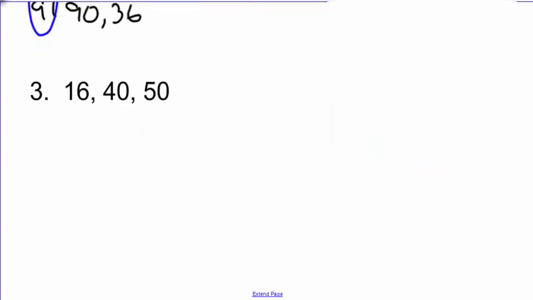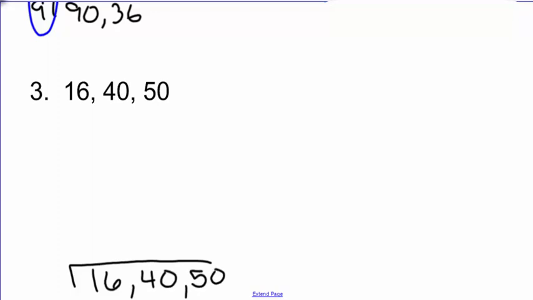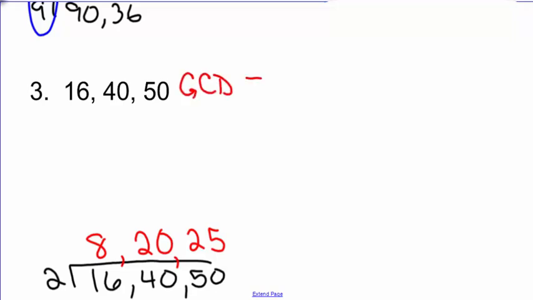Alright, last example here. You got to find the GCD and LCM of 3 numbers. So my numbers are 16, 40, and 50. And I think to myself, well, what goes into all of these? I know 2 goes into all of these, so I'm going to divide by 2. 2 goes into 16 8 times, goes into 40 20 times, and it goes into 50 25 times. There's no number, except for 1, that will divide evenly into all 3 of these. So the greatest common divisor of 16, 40, and 50 is 2.